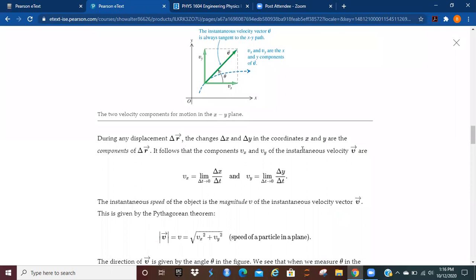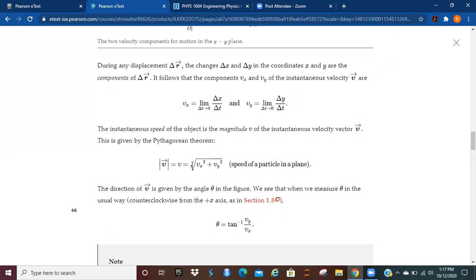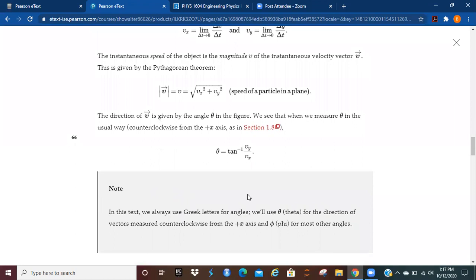And if you look at the displacement and you're looking at the change in the individual coordinates, Vx is basically, if you're looking at the instantaneous velocity in the x direction, you're looking at the limit as delta t goes to 0 of delta x over delta t. Same thing goes for the y direction. And the length of the velocity vector is pretty much going to be the same thing as what we saw with the resultant vector. It's just here we're dealing with velocities as opposed to the distance.